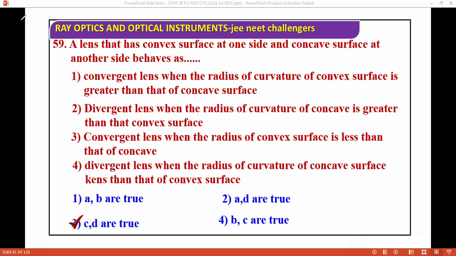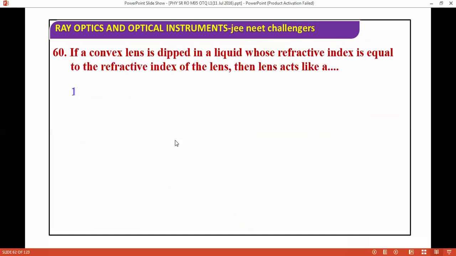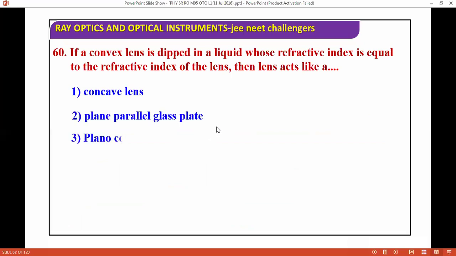Next question: if a convex lens is dipped in a liquid whose refractive index is equal to the refractive index of the lens, I already covered this question, so you should know. Basically we are taking a convex lens, so it behaves like a plane parallel glass plate.